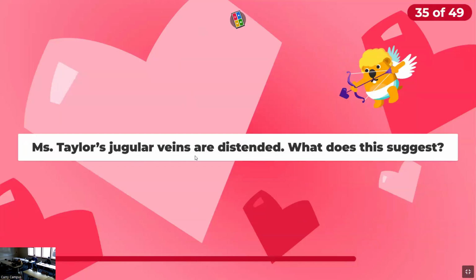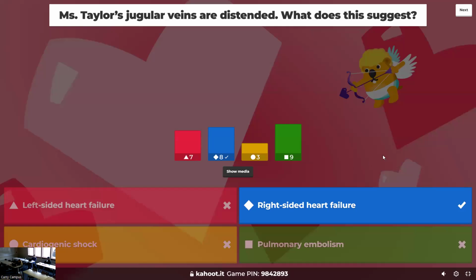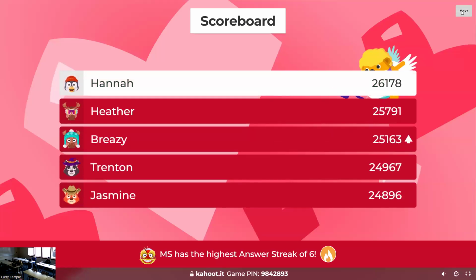Miss Taylor's jugular veins are distended, JVD. What does this suggest? The green is pulmonary embolism. The yellow is cardiogenic shock. All right, it's a mixed one. So right-sided heart failure, where everything's backing up into the system. And then you'll see the JVD. Hannah's in the lead.